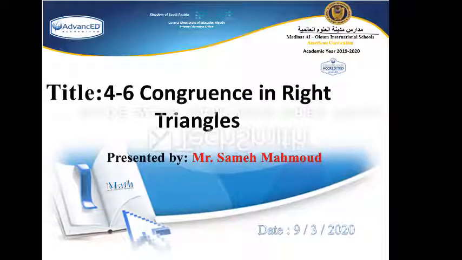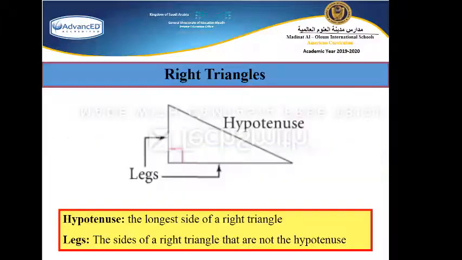Hello everyone, our lesson today is talking about congruency in right triangles. Right triangles are formed from the hypotenuse and two legs. The longest side, which is opposite to the right angle, is called the hypotenuse, and the other two sides are called legs.